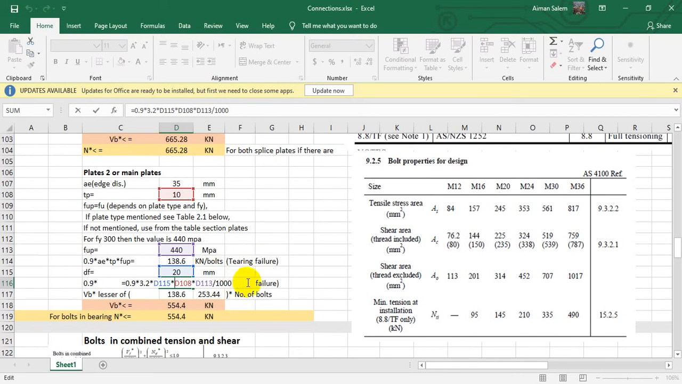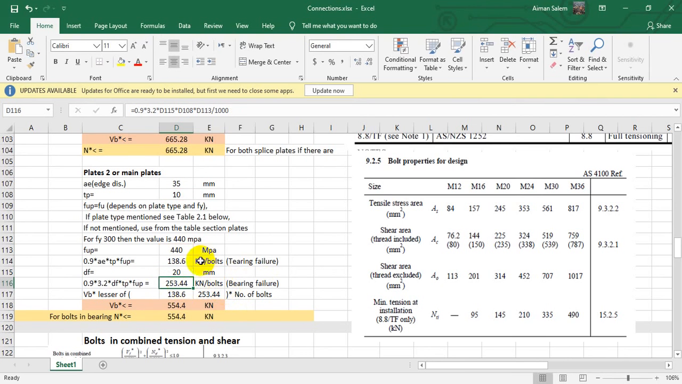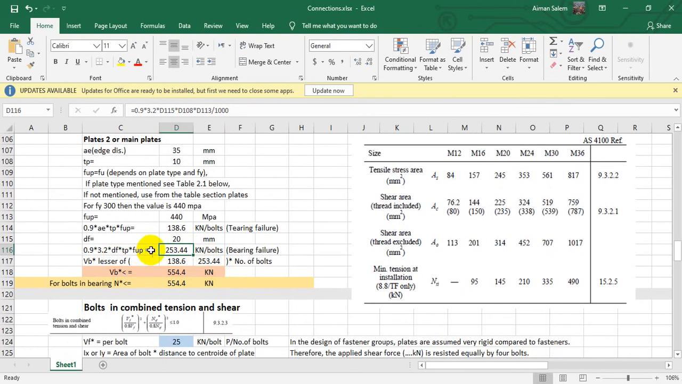All right, 20 millimeters. Now M20, DF is equal to 20. And with this we can get our result. So now we have two results. One of them is 138, which is for the tearing, and the other one, for the bearing, is 253.